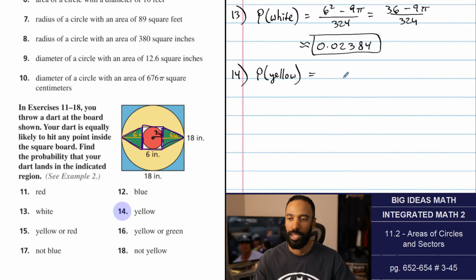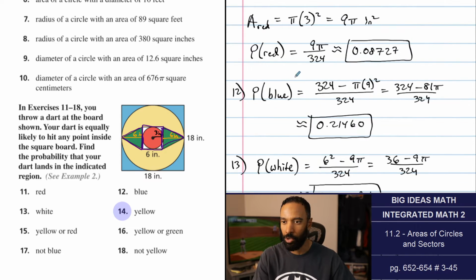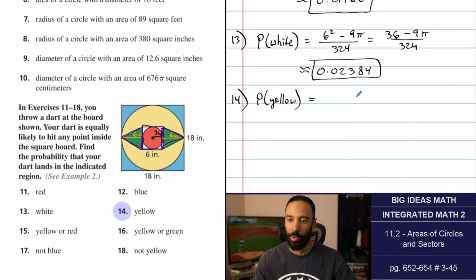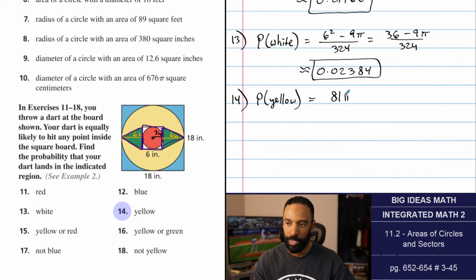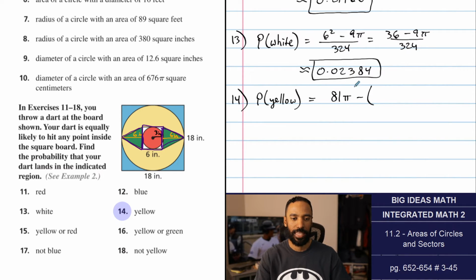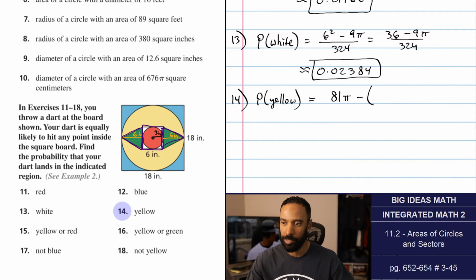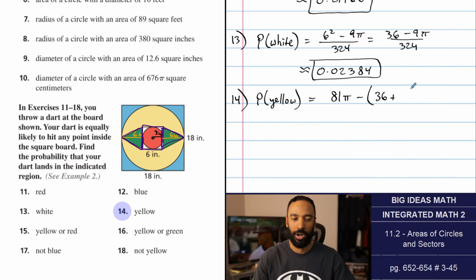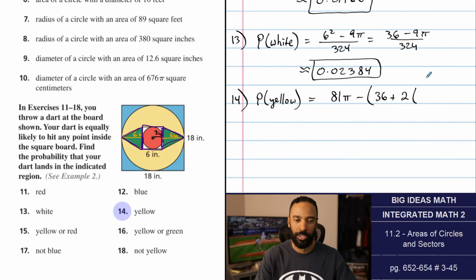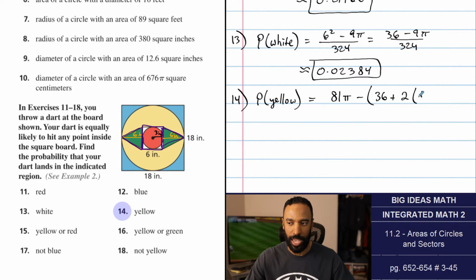We got to take those out. So we're going to take the area of the yellow. We did that before, pi r squared, pi times 9 squared. So 81 pi is the region that the yellow has. Now we got to subtract a few things. Let's just start with the area of the square, the 36, plus, now there are two triangles, and you don't have to write it this way, but two of these triangle areas, and triangle area is 1/2 base times height. 2 times 1/2 is 1.